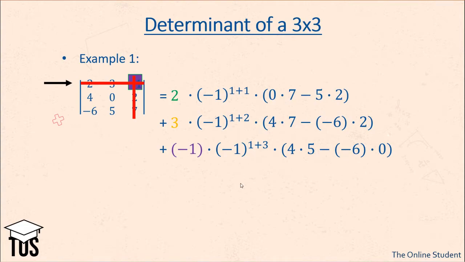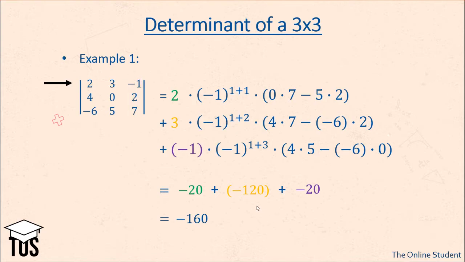Now all we have to do is simplify this, so the first line is equal to 2 times -10, so this is -20. Second line is equal to 3 times -40, so this is equal to -120. And the last line is equal to -20 again. Of course, this is equal to -160, and this is the determinant of our 3x3 matrix.